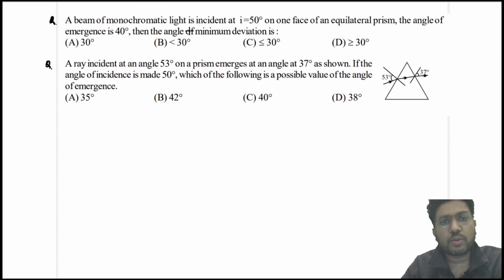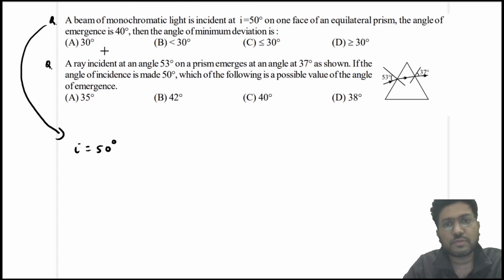A beam of monochromatic light is incident at i = 50 degree on one face of an equilateral prism. So I am first doing the first question. There is an equilateral prism, that means the angle of prism is 60 degree. The angle of emergence is given as 40 degree. Then what is the deviation?